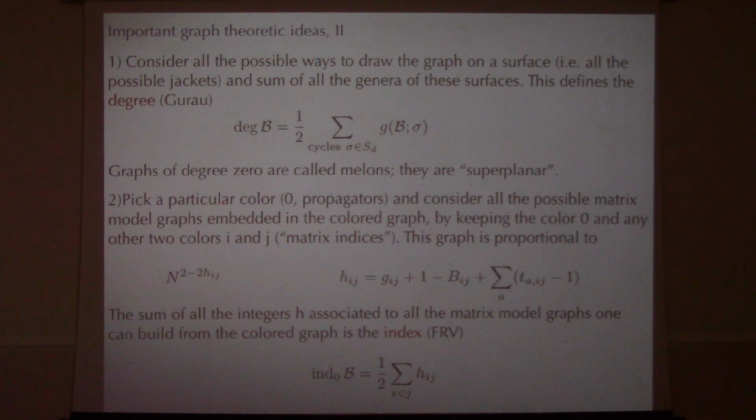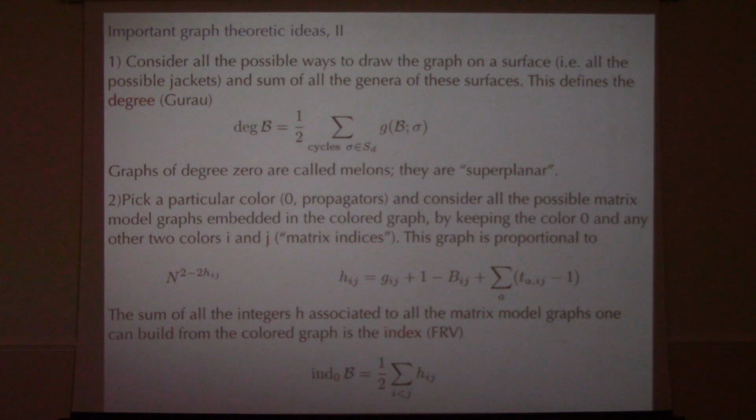So this is the degree. Graphs of degree 0 are melons. So this is the mathematical definition of a melon. It's a graph of degree 0. They are, in some sense, superplanar, because when the degree is 0, since each of these genera here is of course positive, it means that all the terms here are 0. It means that all the jackets are planar. In other words, a melon is a graph which is planar, whichever way you choose to draw it on a surface. So in this sense, a good alternative name is to call the melon a superplanar graph. It's planar, whatever cyclic order you choose. It's a very special structure.